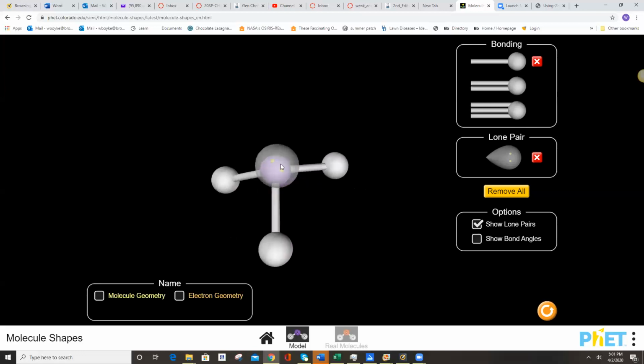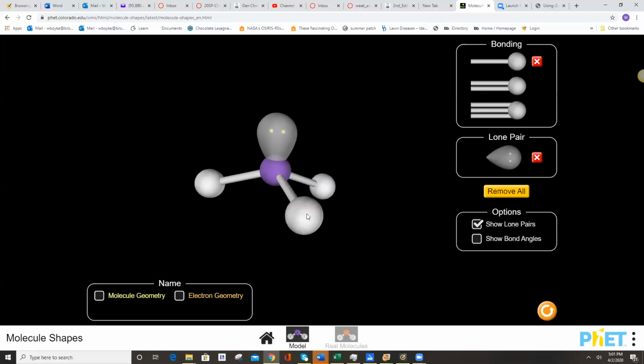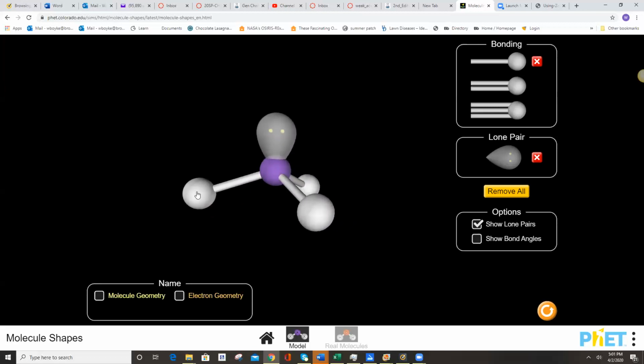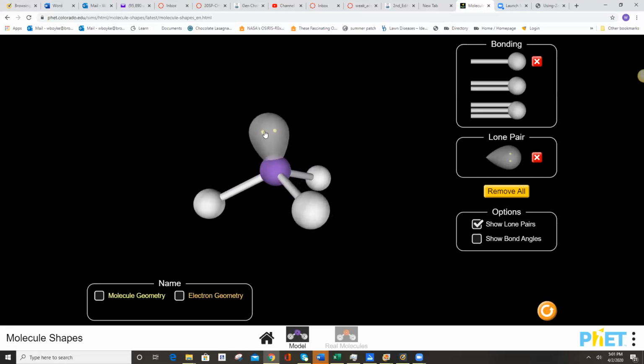Now, the first thing we want to identify is how are the electrons situated with respect to each other? Well, the electrons are situated with respect to each other in terms of a tetrahedron, or tetrahedral, just like we saw before. Remember, for the electron pair geometry, the lone pair counts. So I have 1, 2, 3, 4. They're all situated in a tetrahedral fashion. So I still have tetrahedral.